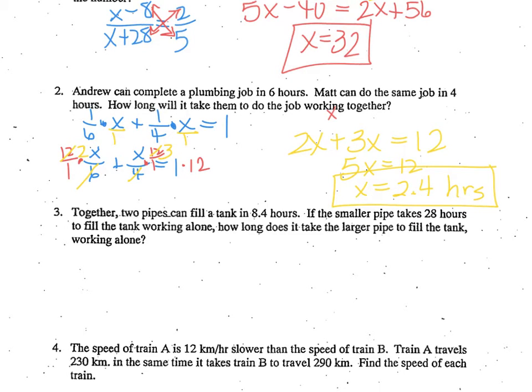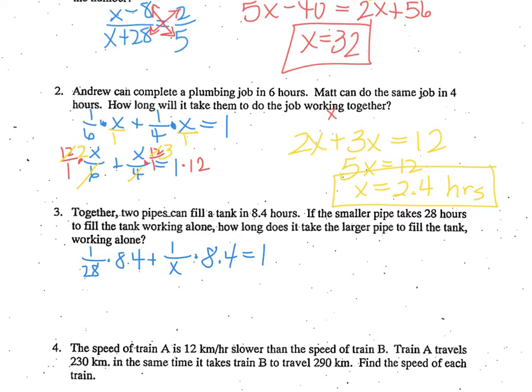Number 3 is also a jobs problem. 2 pipes can fill in 8.4 hours. That's their together time. 2 of them together, 8.4. The smaller pipe part is 28 hours. The larger pipe, we don't know, is going to be x. My equation, filling in that formula, again, you should have a look at that formula if you're confused. The smaller pipe's part, 1 over 28, times the together that we know this time, 8.4, plus the larger pipe part, we don't know, 1 over x, times the together, 8.4, gives you one job, equals one job.